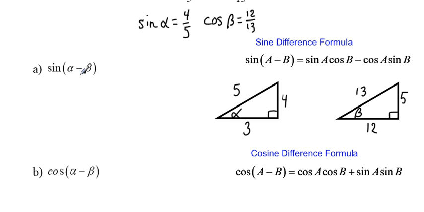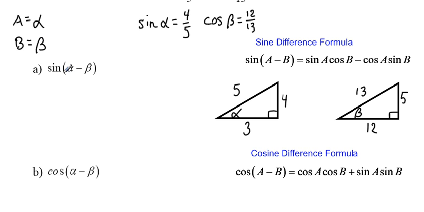for sine of alpha minus beta. Now, the sine difference formula states that the sine of A minus B is equal to the sine of the first angle times the cosine of the second angle minus the cosine of the first angle times the sine of the second angle. Now, for all of these problems, A, which is the first angle, we will use alpha to represent that. B, which is the second angle, we will say that is beta.